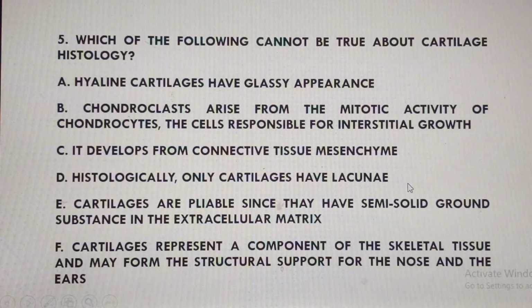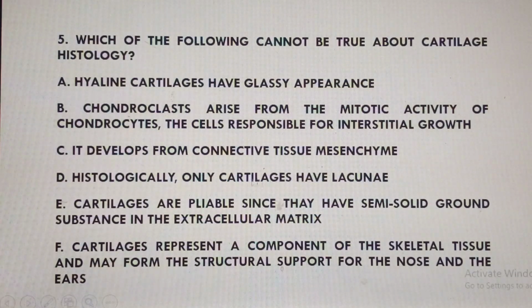Option D says histologically only cartilages have lacunae. Yeah, this is where the statement is wrong, because although yes, cartilages will have lacunae, chondrocytes will dwell in lacunae, no problem, it is not only cartilage cells which will have lacunae, but also the osteocytes, the mature bone cells, will also dwell in lacunae.